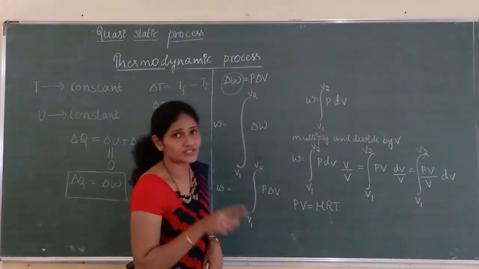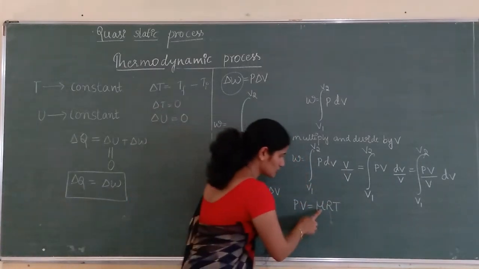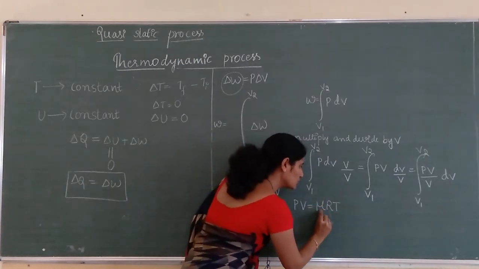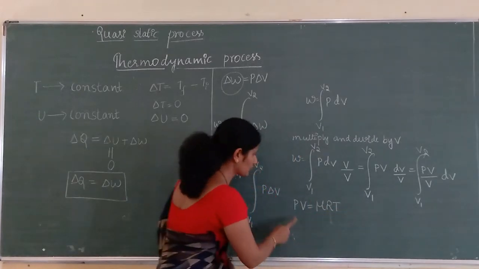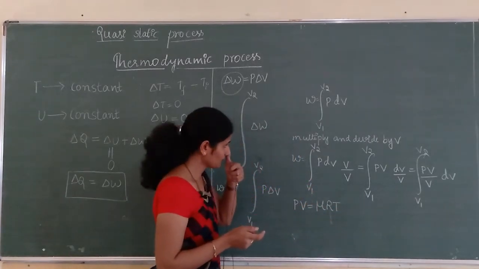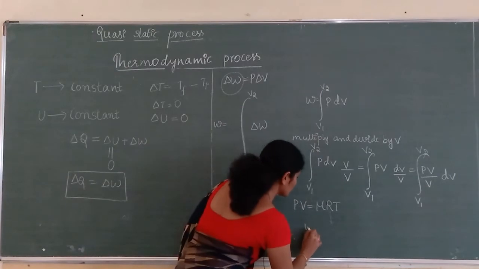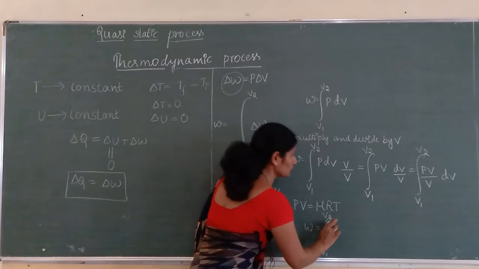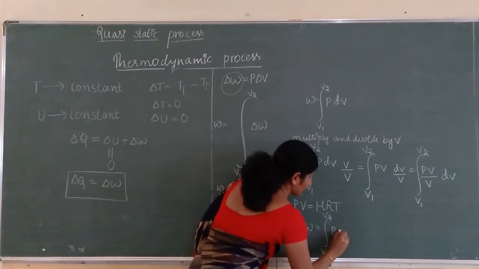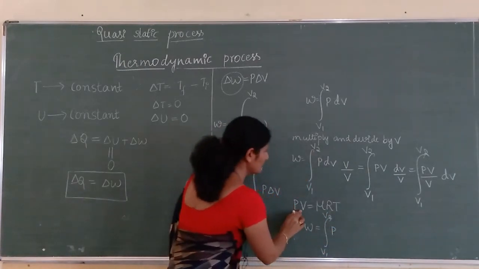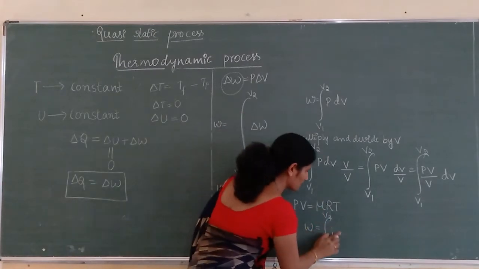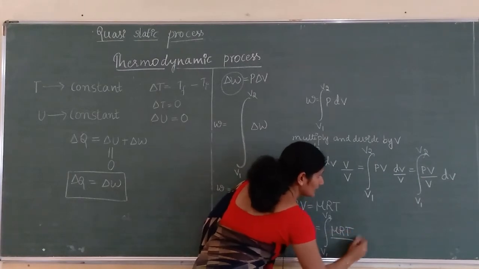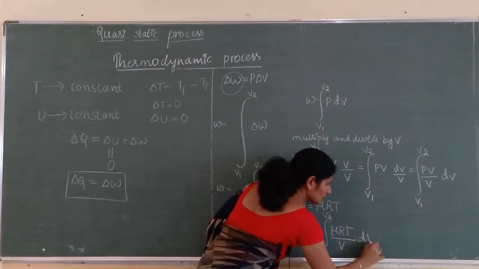In isothermal process, temperature remains constant. So mu is constant, R is constant, T is constant. So mu RT remains constant, therefore PV is equal to constant. Here W is equal to integration from V1 to V2 of P dV. PV is nothing but mu RT. Instead of PV you can write mu RT, so mu RT divided by V into dV.